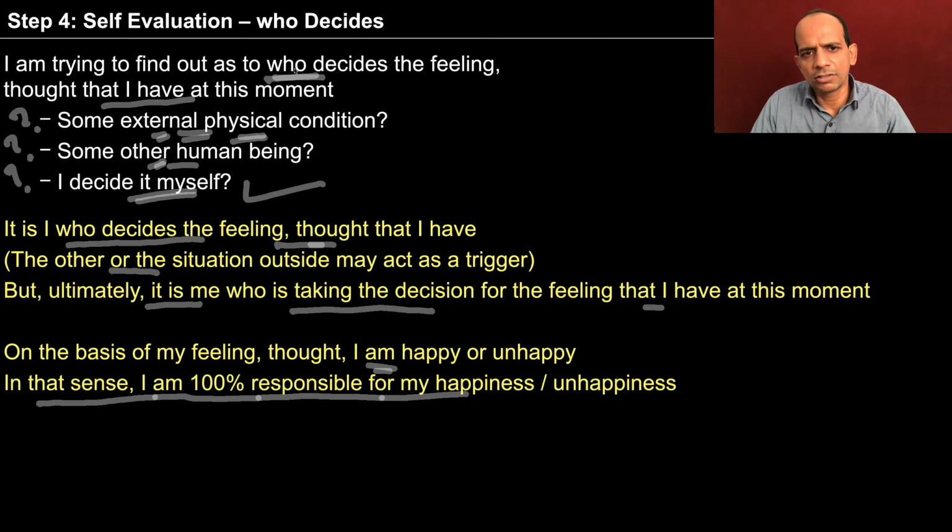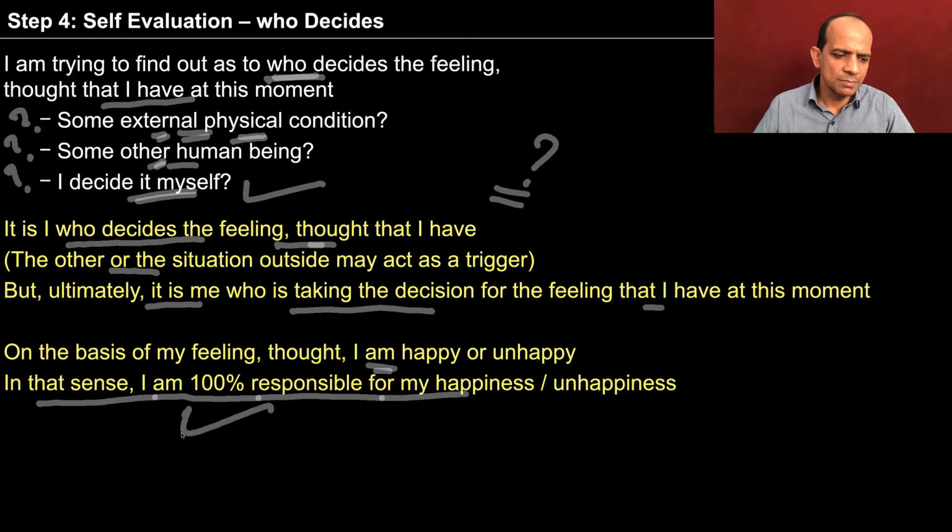Does it happen with you or not? Try to think about it. Does it happen with you? So you'll see that the external situation, the person, may only act as a triggering point for triggering some kind of feeling. But ultimately it is you who decide what feeling you are going to have, and your feeling decides your happiness or unhappiness. So you can come to this conclusion that I am 100% responsible for my happiness or unhappiness. I hope this makes sense to you.